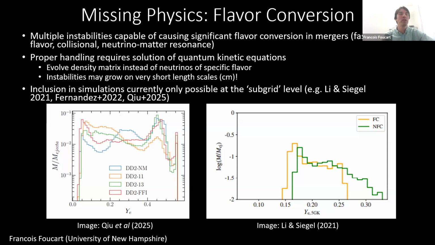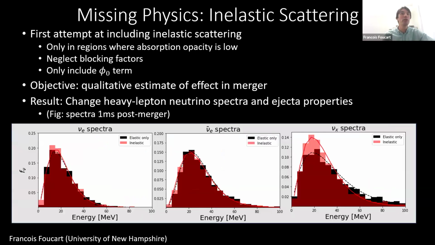But this is definitely a potentially important effect to include in the future. Inelastic scattering is not as studied. We have tried to implement in our Monte-Carlo code a first attempt at inelastic scattering with very approximate methods. I can get more into details later on. But what we find so far is that it does have a significant effect, for example, on the spectrum of heavy lepton neutrinos. So here you see the energy spectrum of those neutrinos with inelastic scattering and without inelastic scattering, and there's clearly a significant difference.